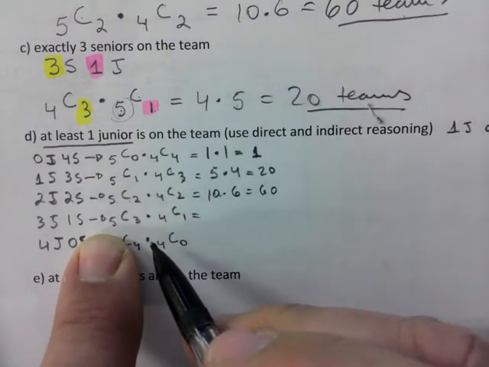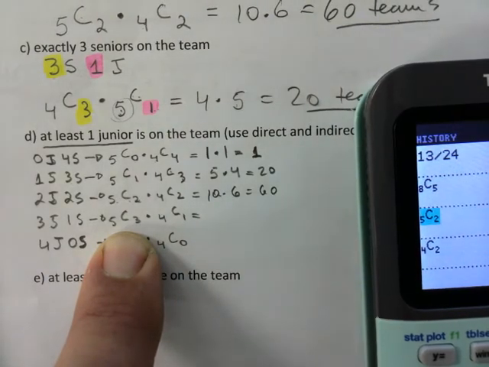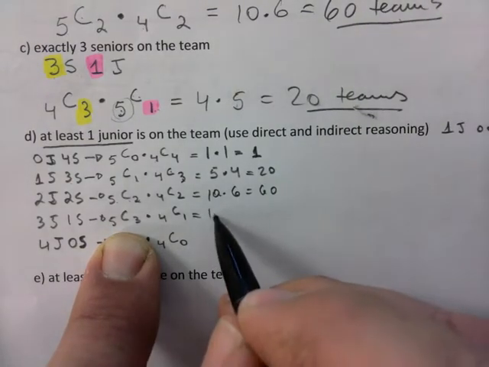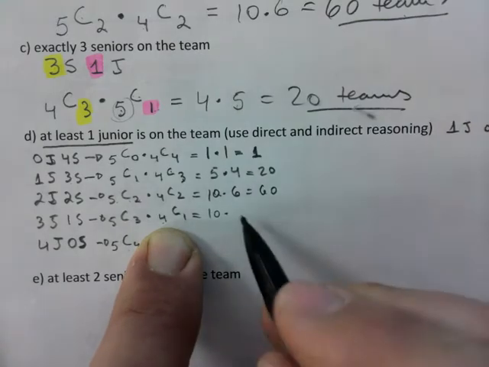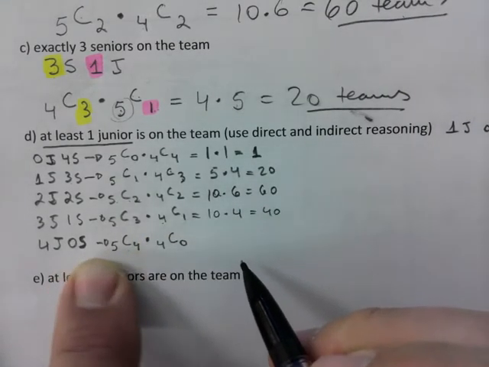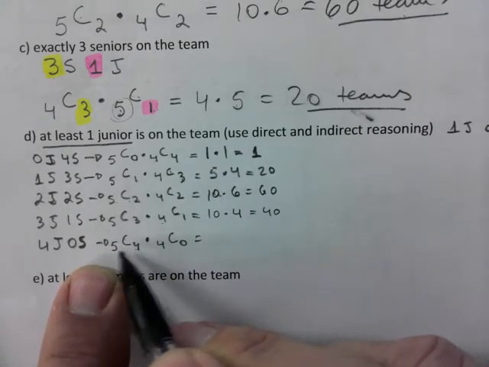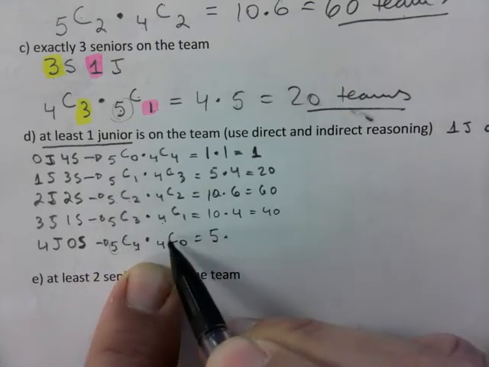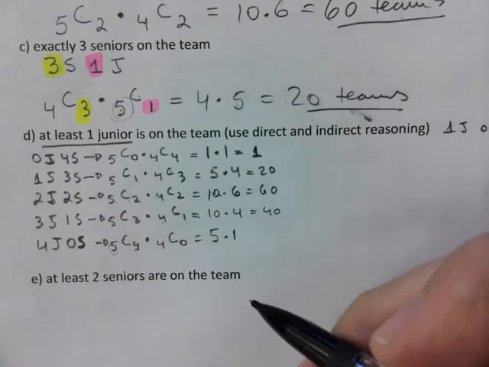And 5 choose 3 is 10. And 4 choose 1, that one you should be able to tell. It's just 4, so that's 40. And then the last one here, 5 choose 4. If they're 1 off, then that's the number you put down, 5. 4 choose 0 is just 1 by definition. It's like 0 factorial is 1.